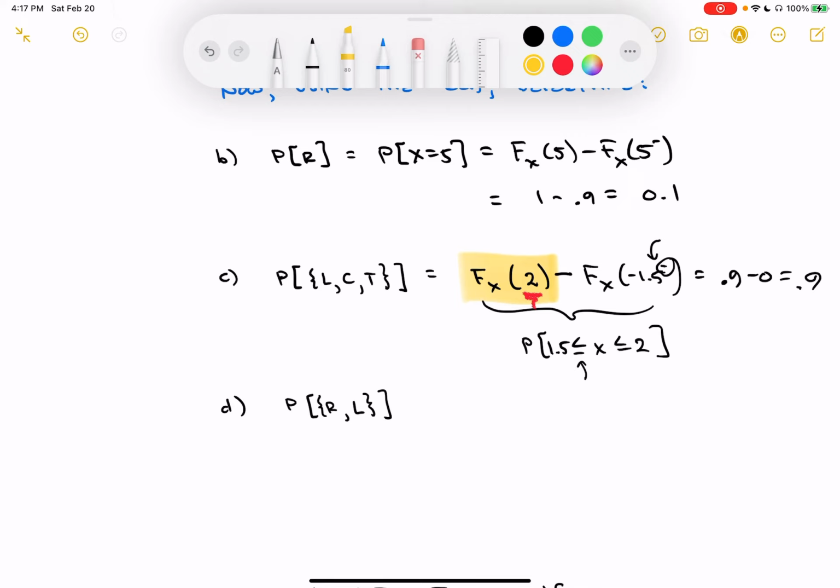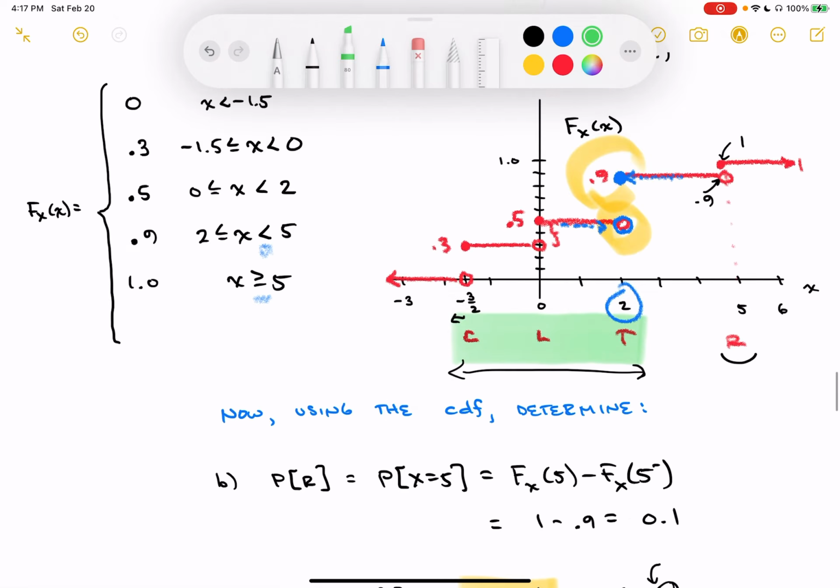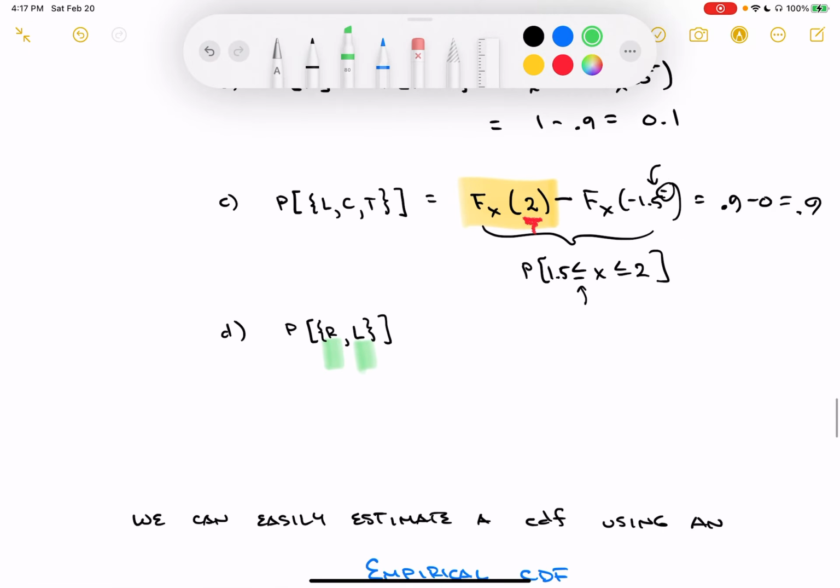This next one, I want to find the probability of being an R or an L. Let's go ahead and do that with some green. Okay, so an R or an L. If I go back up here, here's my R, and here is my L. So I want to get both of those. Now we see that we're not on some interval. We don't have that interval going on there. We just have a value and we have a value. So I'm going to have to do this with differences of CDF for each piece individually.